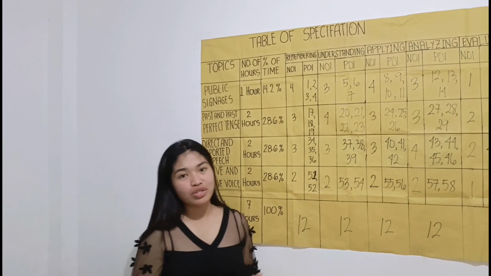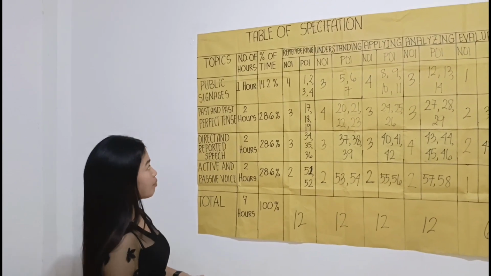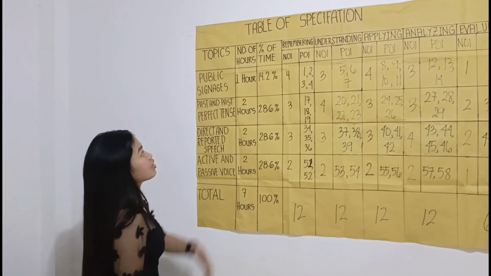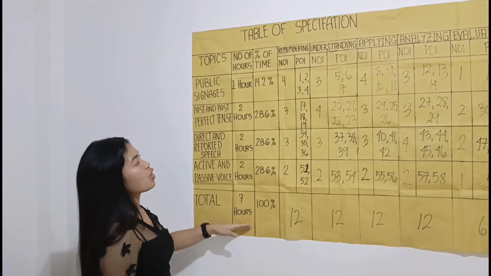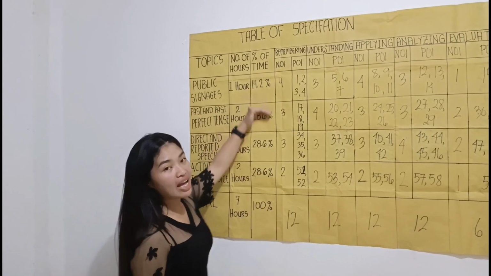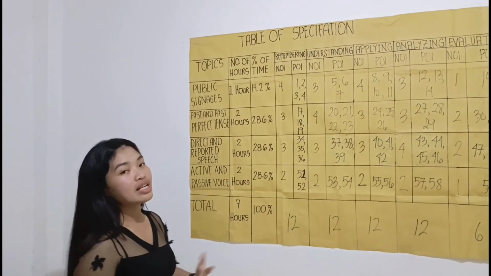Now, how are we going to get the percentage of time? What we are going to do is divide the number of hours by the total number of hours, which will lead us to the answer for percentage of time.